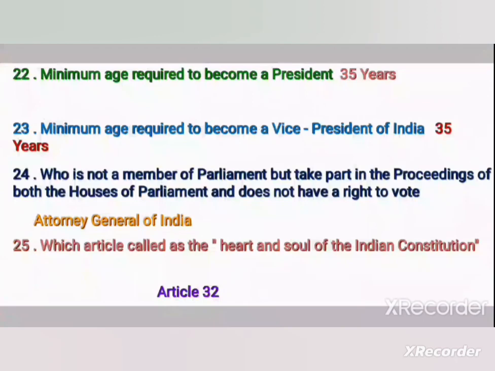24th, who is not a member of parliament but takes part in the proceedings of both the houses of the parliament and does not have a right to vote? Attorney General of India. 25th, which article is called the heart and soul of the Indian Constitution? Article 32. Who called it the heart and soul of the Indian Constitution? It was called by Dr. B.R. Ambedkar.